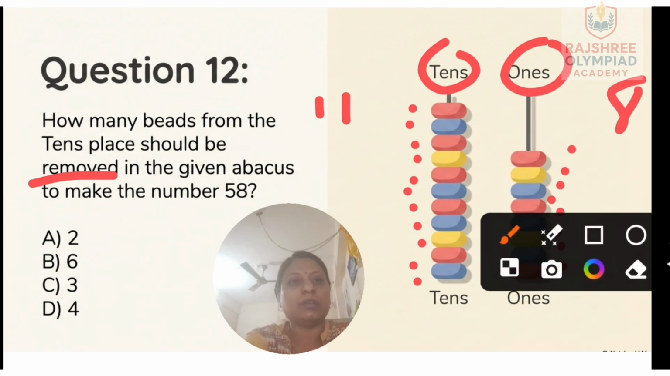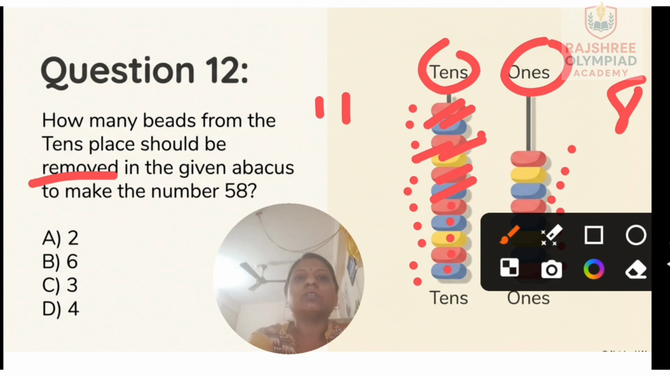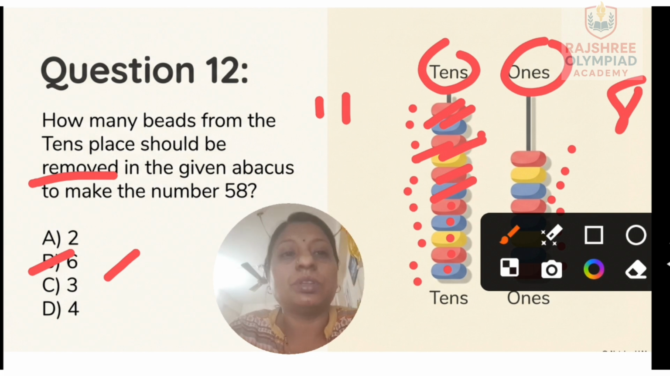So how many will we remove? We want the result 5. So how many can we remove for this? 1, 2, 3, 4, 5, 6, 6. Now count 1, 2, 3, 4 and 5. So how many are we removing? 6. So our answer is B. Do you understand? You can pause this video and recap question number 12.